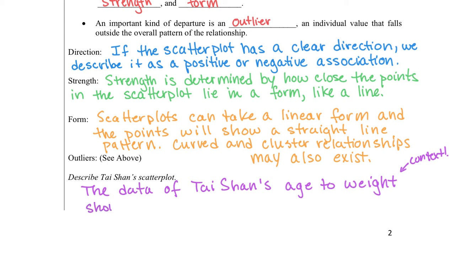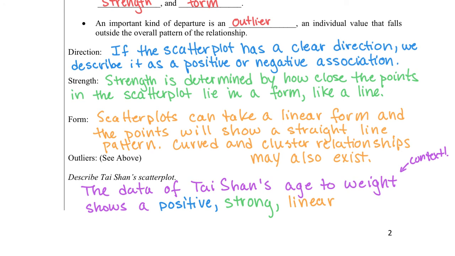So this shows a positive. So there's our direction. I'm going to match the colors to my descriptions above. Strength, it is pretty strong. So I'm going to say strong. And the form of it is very linear. So there you go. In one sentence, I've described the direction, the strength, and the form with just 3 words. So you don't have to go into a lot of detail when doing this.